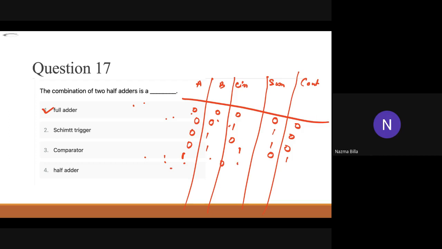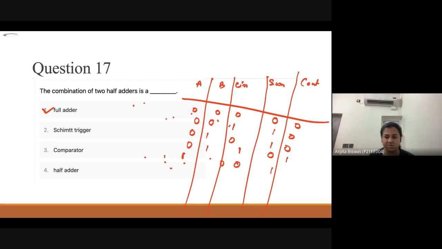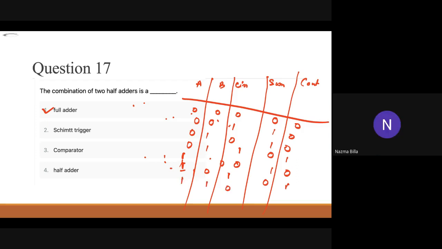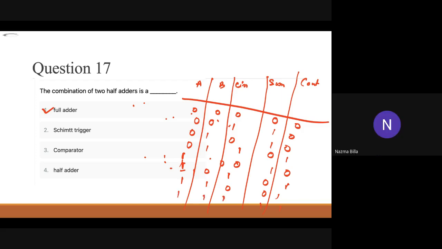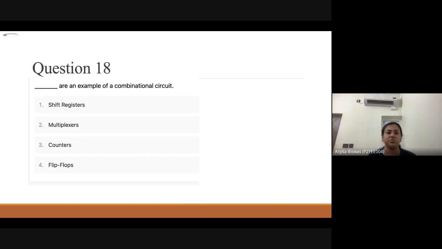And for 1, 0, 0, it is 1, 0. For 1, 0, 1, it is 0, 1. For 1, 1, 0, it is 0, 1. And for 1, 1, 1, it is 1, 1. Yes. So moving towards the next question, question number 18.